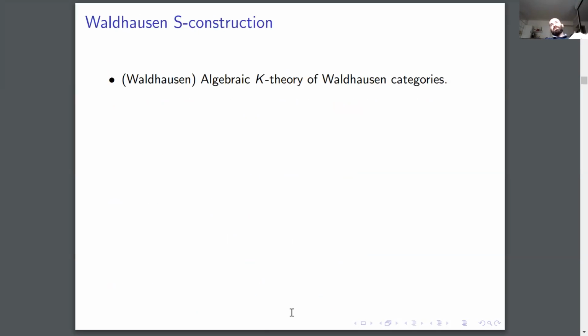Okay, so I actually just gave you so far the definition of algebraic K-theory of a ring. There's what's called Waldhausen's S construction.